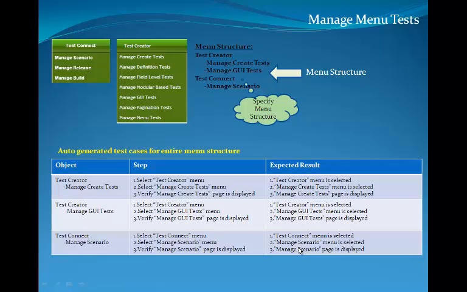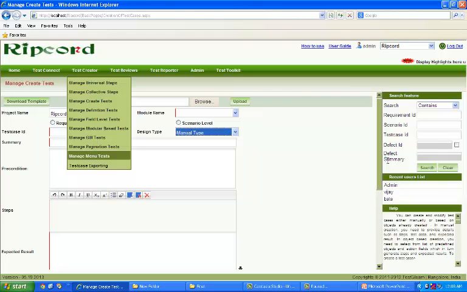Let us take a small example: a menu structure which has 2 menus and each menu has submenus. And the solution helps in creating a menu structure as shown here. Afterwards, the test cases are generated with constant steps and expected results for the entire menu structure. Let us move on to the Ripcord Test Designer and Test Management tool to view the Manage Menu Test, and how it helps in creating the test cases. Navigate to Manage Menu Test in the Ripcord Test Designer and Test Management tool from the Test Creator menu.